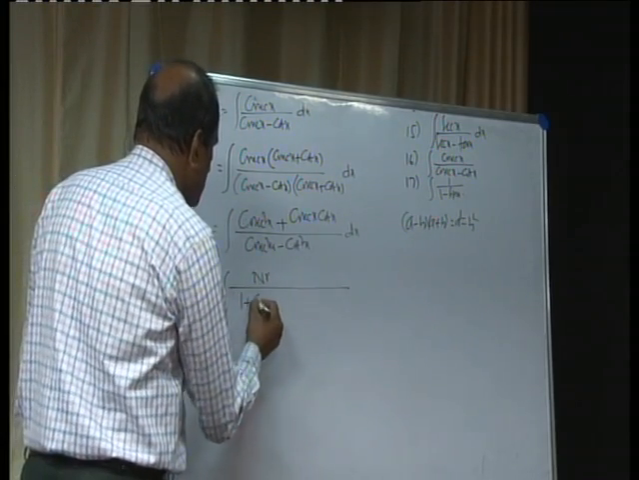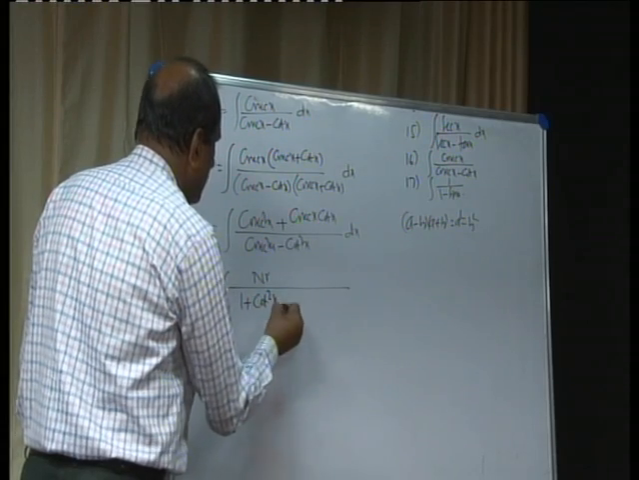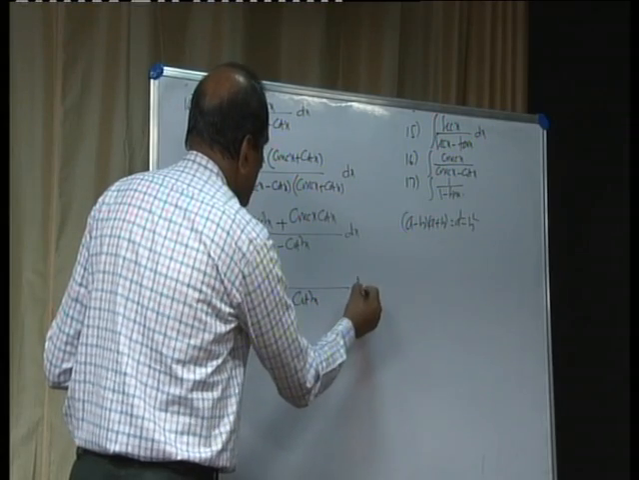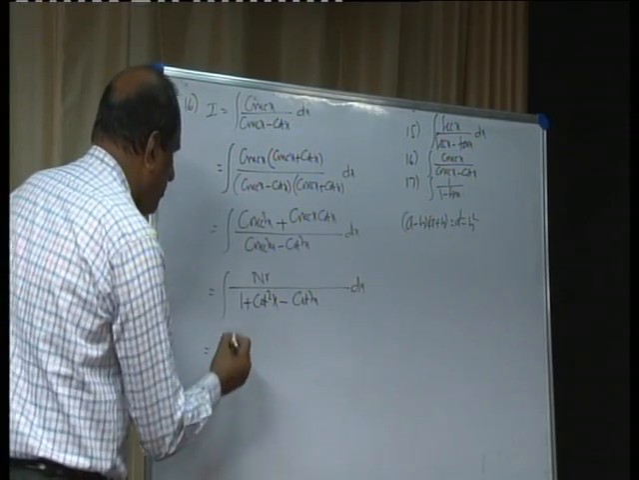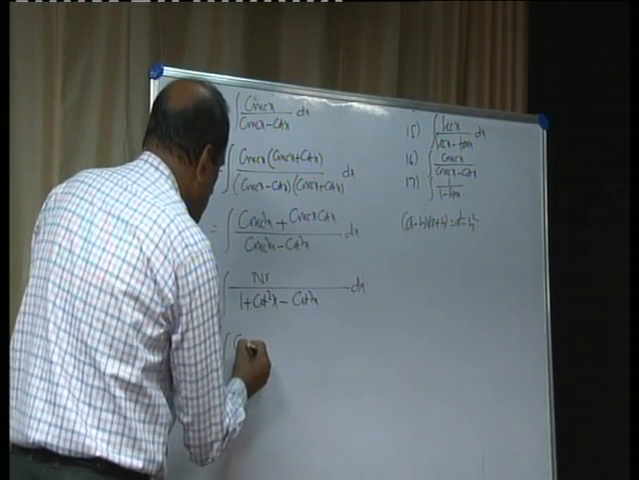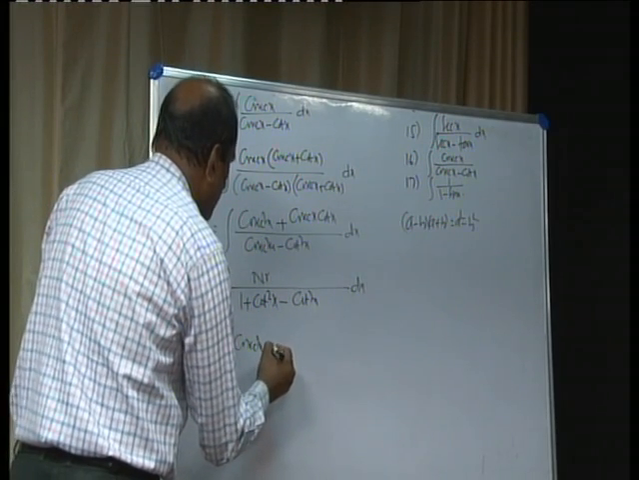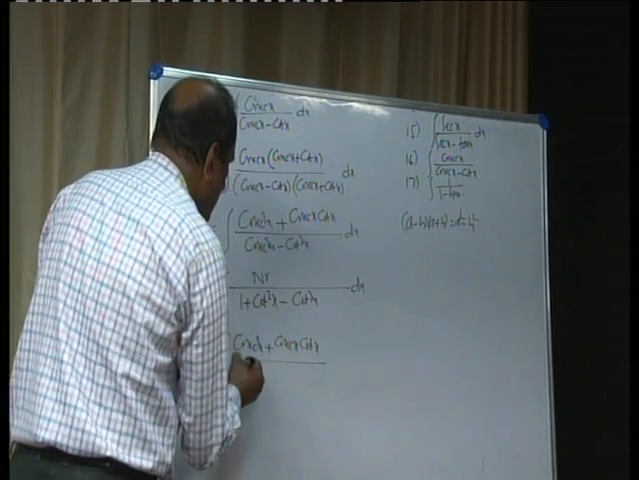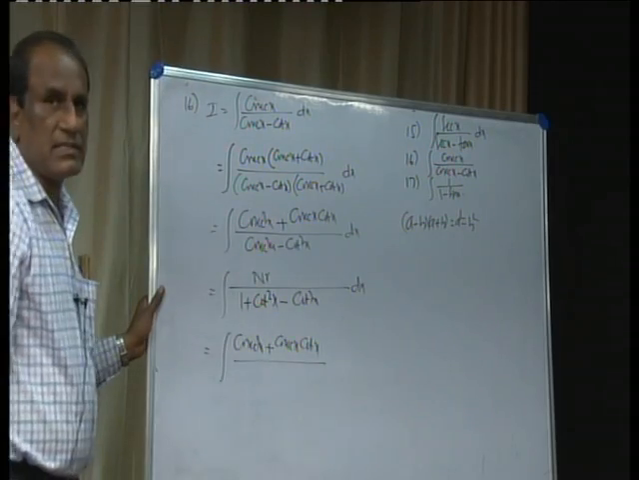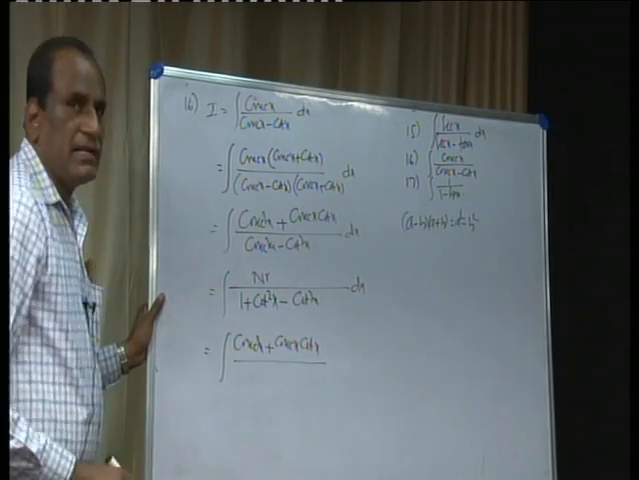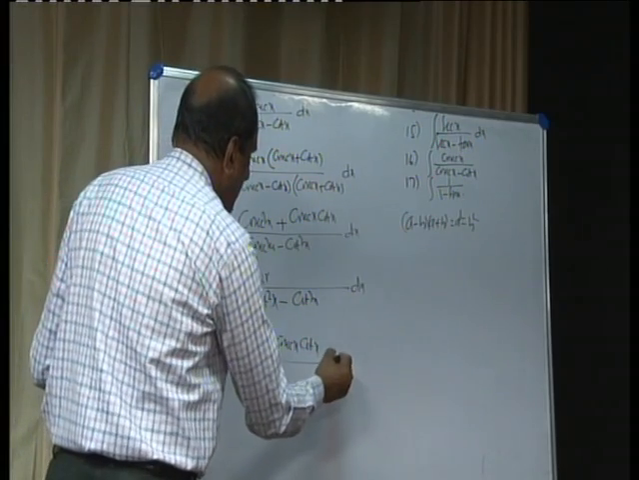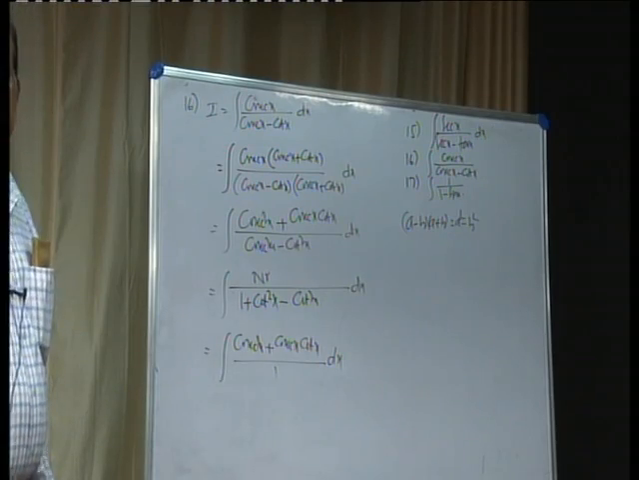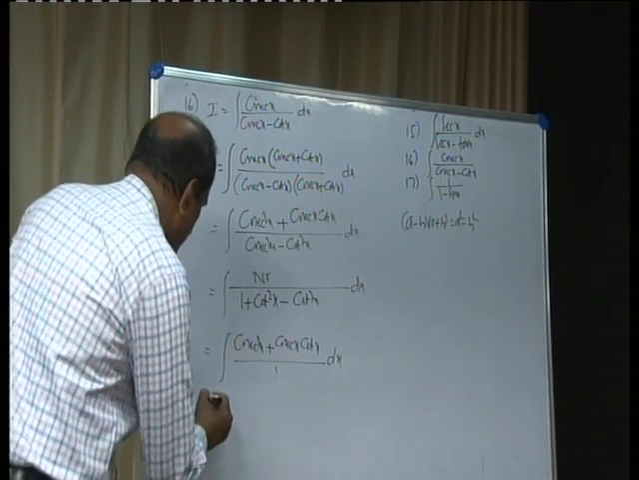So, in the denominator, 1 plus cot square x minus cot square x, with variable of integration dx. Now, write the numerator cosecant square x plus cosecant x cot x, divided by 1 plus cot square x minus cot square x. The cot square x cancels, the denominator is 1, into dx. Now, integrate term by term.